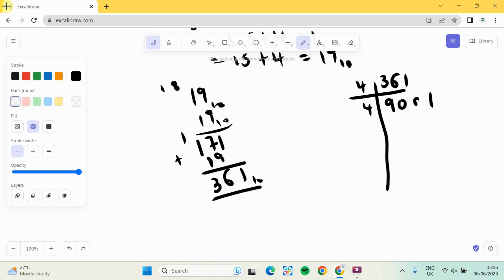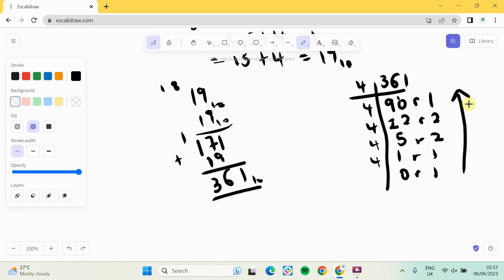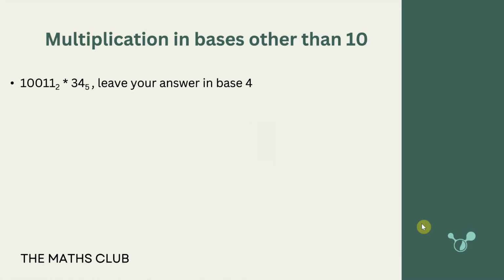So 4 into 9 is 2, right? If you carry 1 here, 10 divided by 4 is 2, with a remainder of what? With a remainder of 2. Great. So 22 divided by 4, that is 5, right? With the remainder of what? The remainder of 2. 5 divided by 4, that is 1, with the remainder of 1. Then 1 divided by 4, that's 0, with the remainder of 1. So by the time I pick these values from bottom to top, that will give me 1 1 2 2 1 in base 4, right?